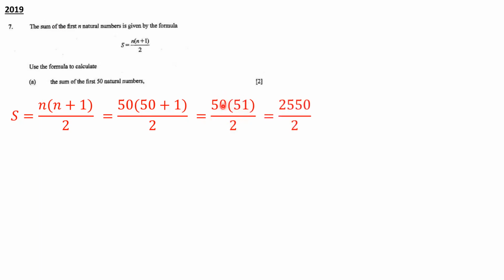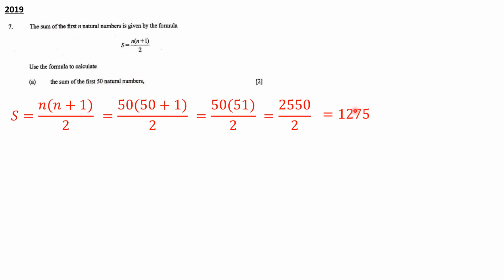Now, what is 50 times 51? 50 times 51 is 2,550, and we have to divide that by 2. When we divide that by 2, we get 1,275. And so that means that the sum of the first 50 natural numbers is actually 1,275. It's a very nice formula because instead of adding all of the first 50 natural numbers, you can just use this formula and get the sum.